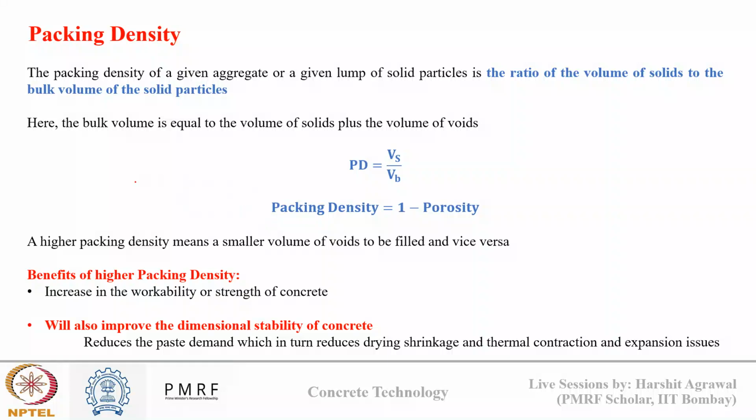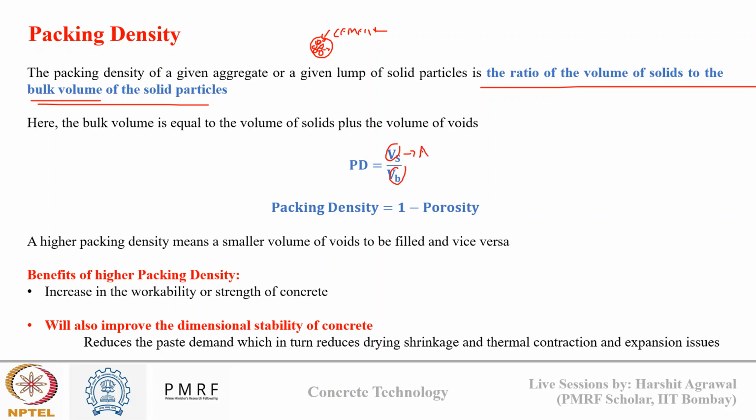By packing density, we simply mean the volume of solid to the bulk volume of solid particles. Higher is the packing between aggregates, the lower will be the cement required to densify concrete. And what is packing density? The volume of solid upon bulk volume of solid particles. Now what does this bulk volume include? It includes the volume of the solid portion and the volume of the pores between solid portions. So that is why we have Vs upon Vb.